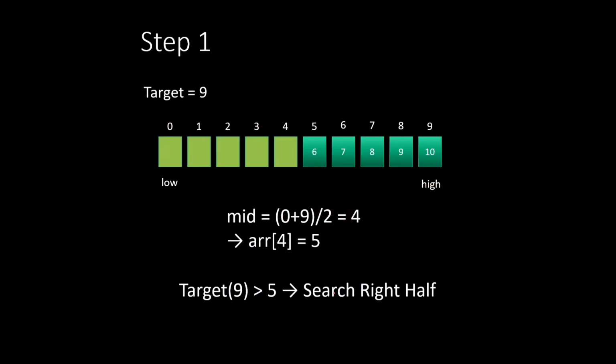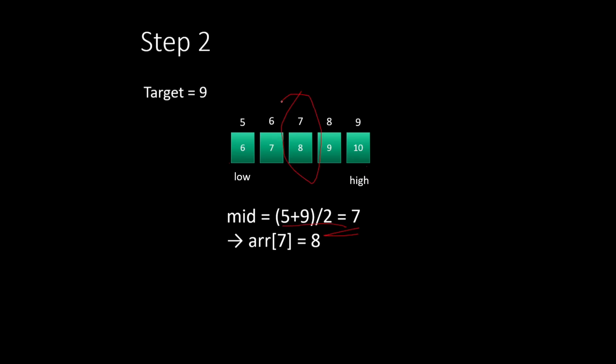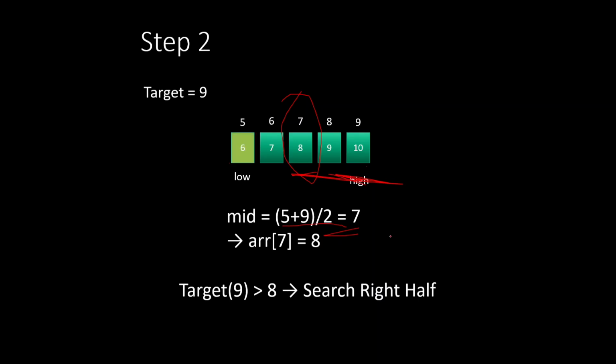Coming to the next step, step 2. Here it is the low and here is the mid, and we have calculated the mid. (5 plus 9) by 2 is 7, and what is there at index 7? It is 8. 9 is greater than 8, so we will again search only the right, and we will eliminate the left part totally.